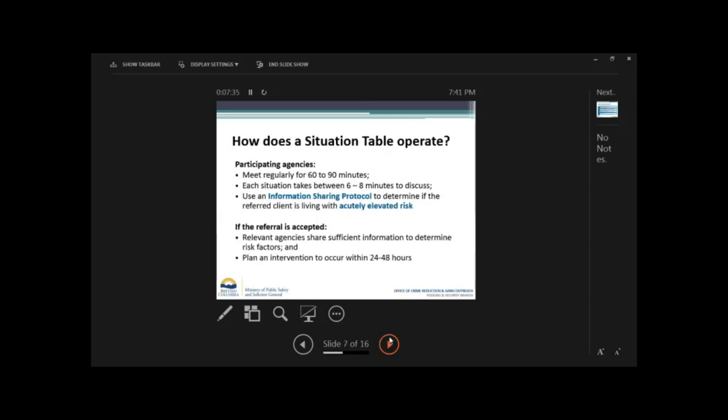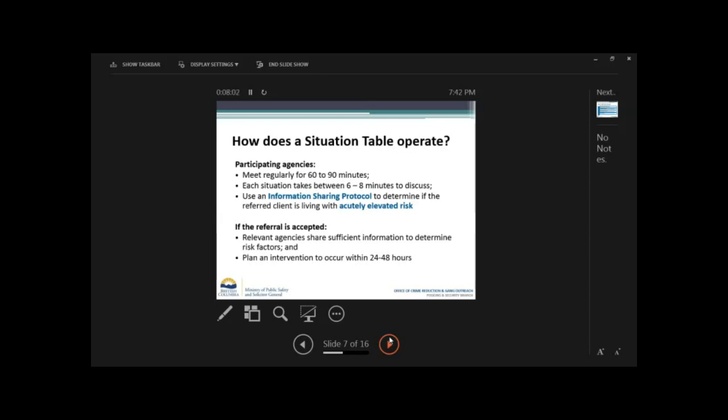So how does the situation table operate? Participating agencies, and I have a slide where I go through who typically sits at the table. You meet regularly for 60 to 90 minutes. Regularly can depend on your community. Some communities meet once a week for the full hour and a half, for example, like Surrey. Some communities meet every 2 weeks for half an hour, and that works really well for them. Each situation takes about 6 to 8 minutes to discuss.